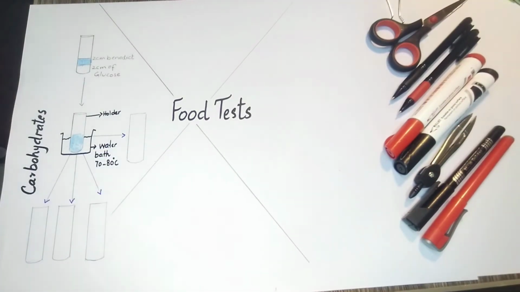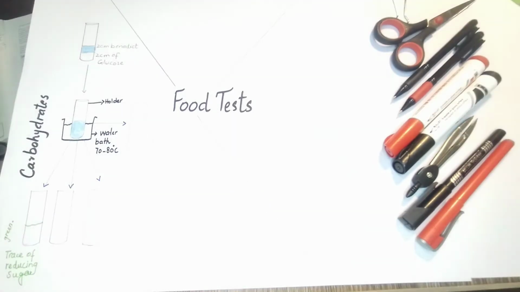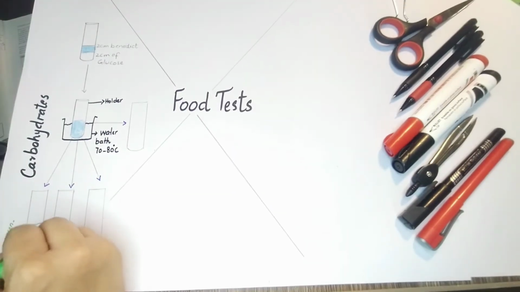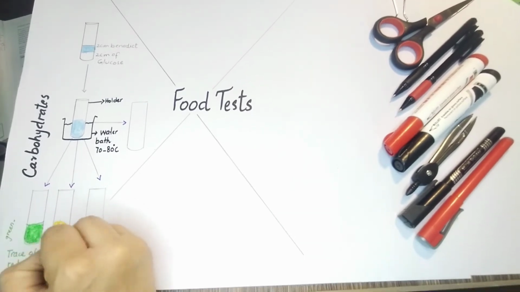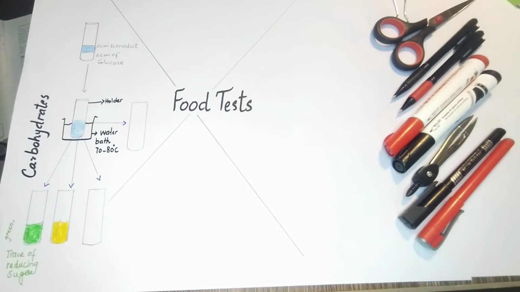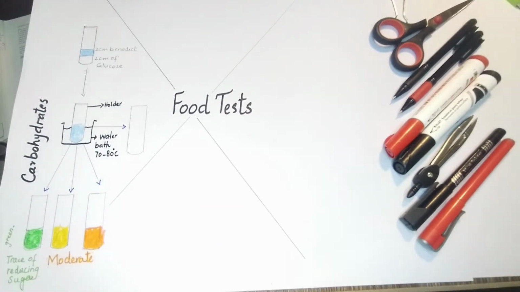Now we need to know that there are three types of results showing different amounts of glucose present. If the glucose is present in traces, green coloration will be formed, which indicates that yes, glucose is present but in a very low amount. If yellow color appears, it means there is a moderate amount of glucose present, and this moderate amount of glucose can also be called a reducing sugar. This moderate amount can also be represented by orange color.